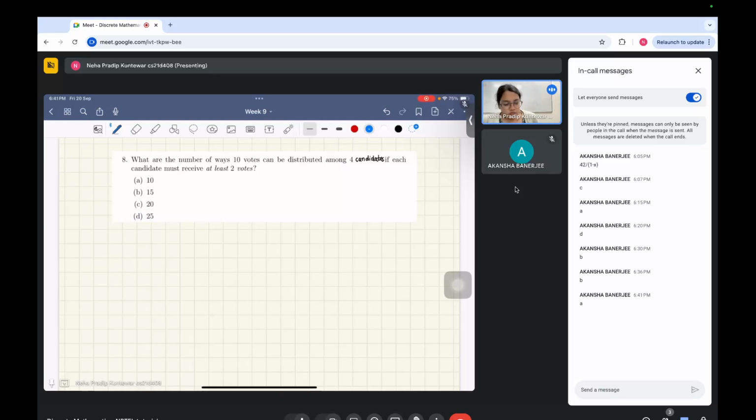Okay, good. I think the answer is right. So let's solve this using the same idea of polynomials.